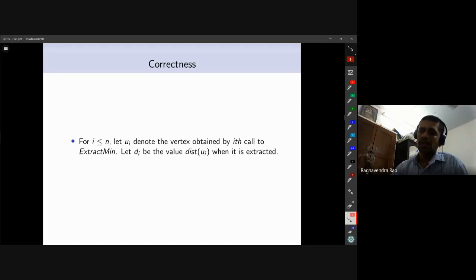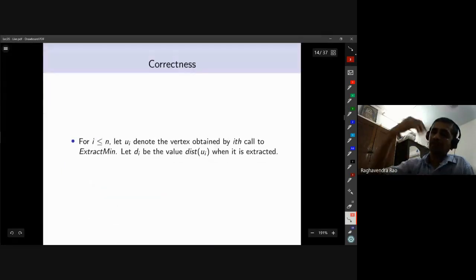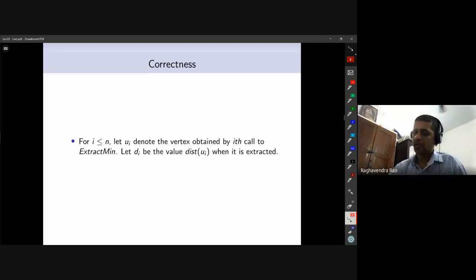Now let's also have a notation. Let d_i be the value of distance. Distance is the value that we are storing. Initially distance of s is 0 and every other vertex gets infinity. The value of distance when it was extracted, let's denote it by d_i. Now we'll state two simple lemmas that give us the time complexity, and then we'll prove the correctness of the algorithm as well.